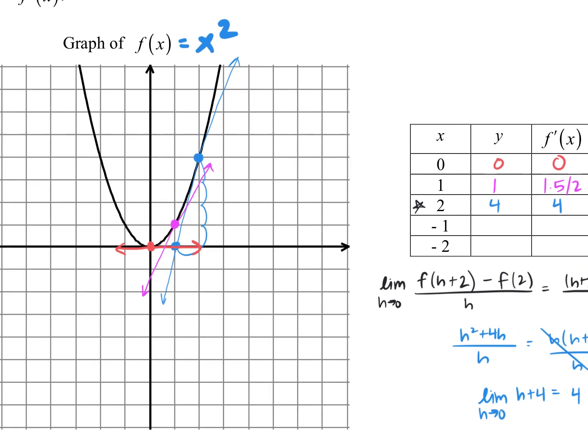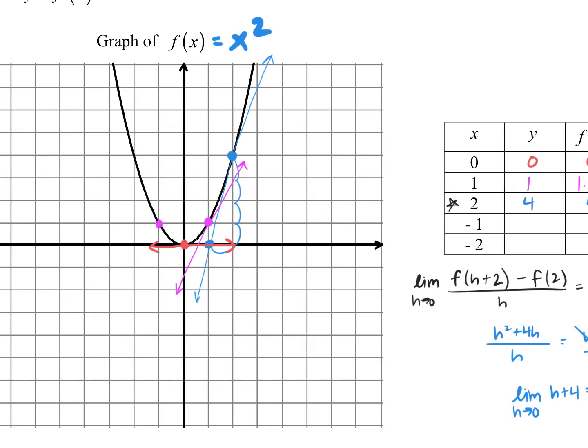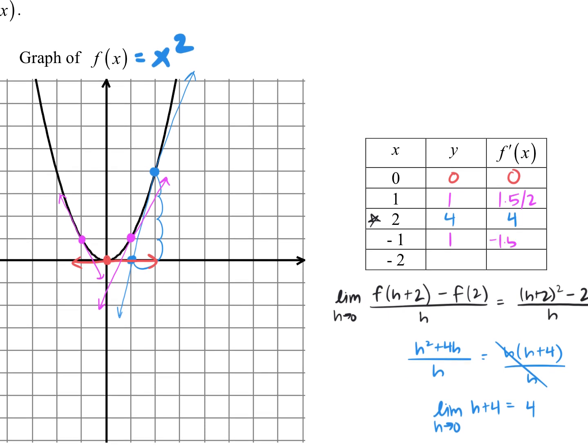Now at -1, my y value is also at 1. Use what we know about a parabola. A parabola is symmetric, right? Across that y-axis there. So that means my slope at -1 is also going to be what? Yeah, -1.5 or 2-ish, okay?